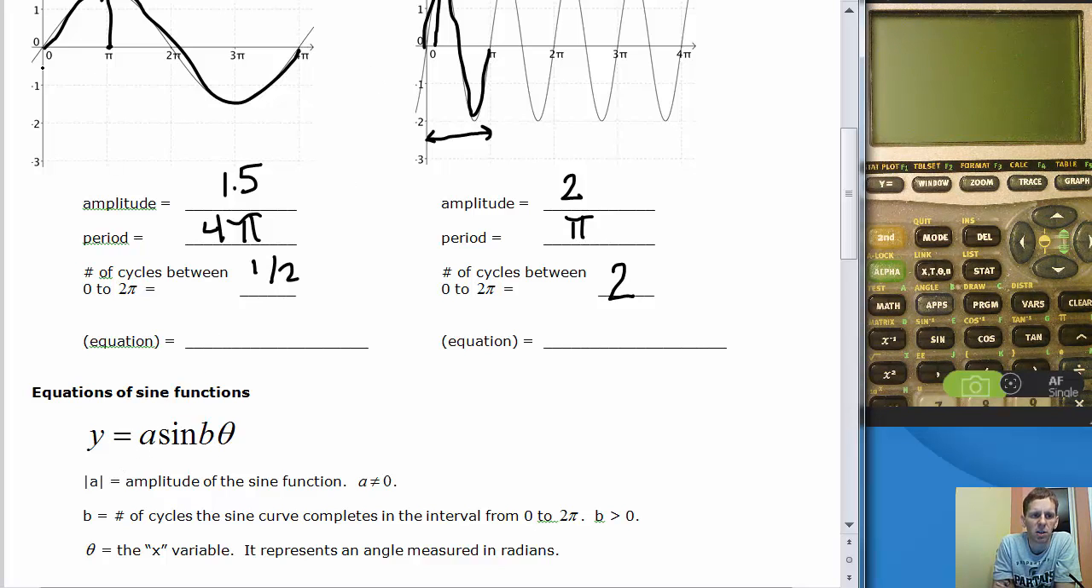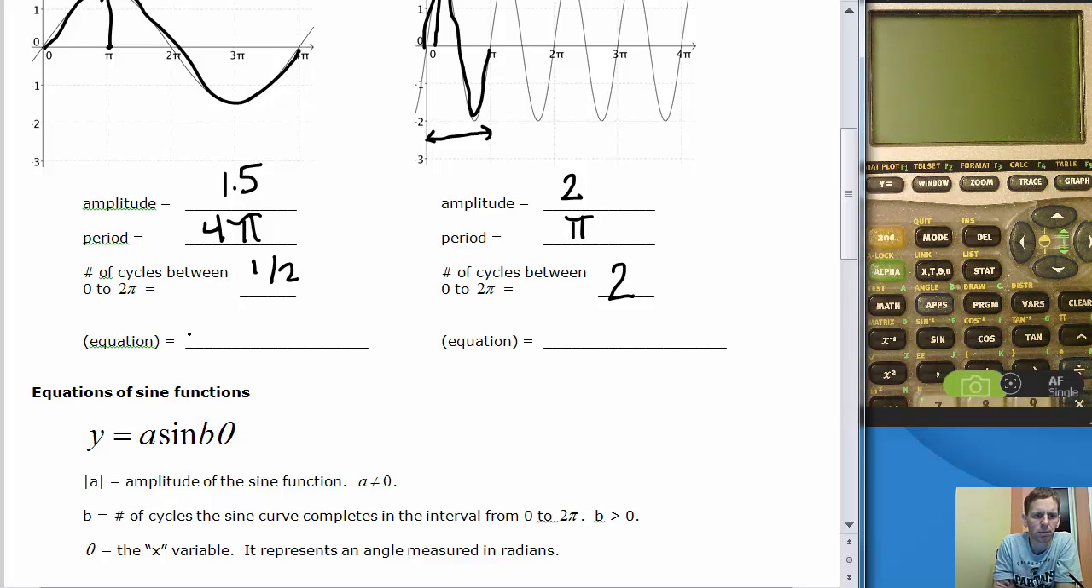Now, if the graph starts by going up, then down, then back up again, you would consider a to be positive. If it's negative, the graph would start down and then come back up and go down. So the absolute value of a is the amplitude, where a is not equal to 0. B is the number of cycles the sine curve completes in the interval from 0 to 2 pi, and theta is sort of like our x variable. It represents an angle measured in radians.